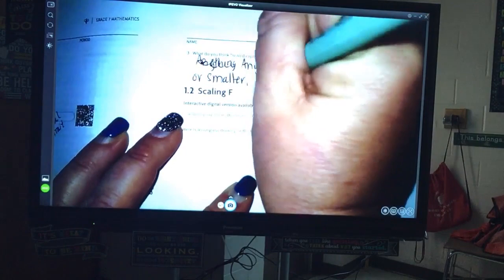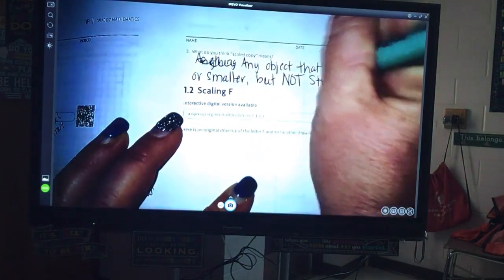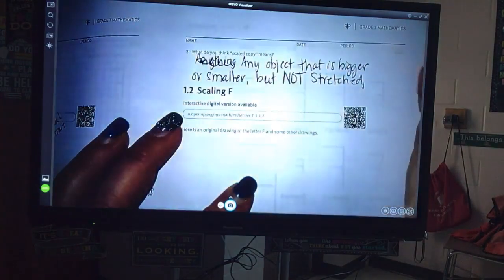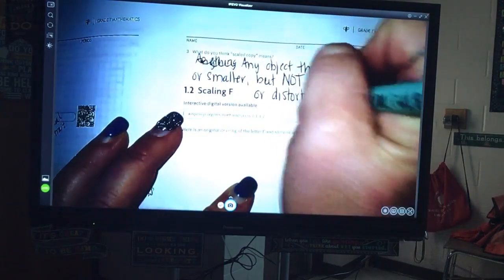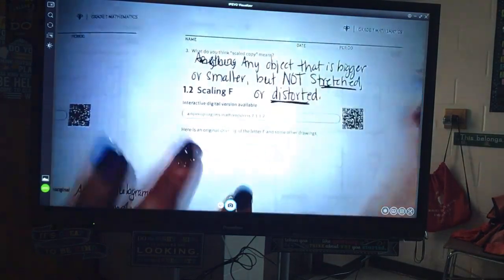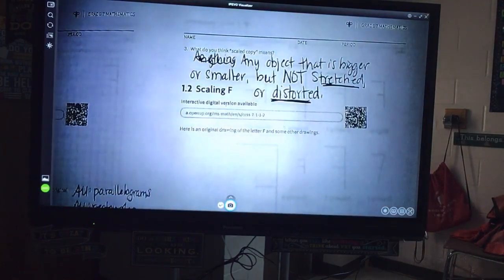But not stretched or distorted. You need to make sure you have these words in there. So if you didn't copy that down, please do that now. All right, thumbs up when we have this done.